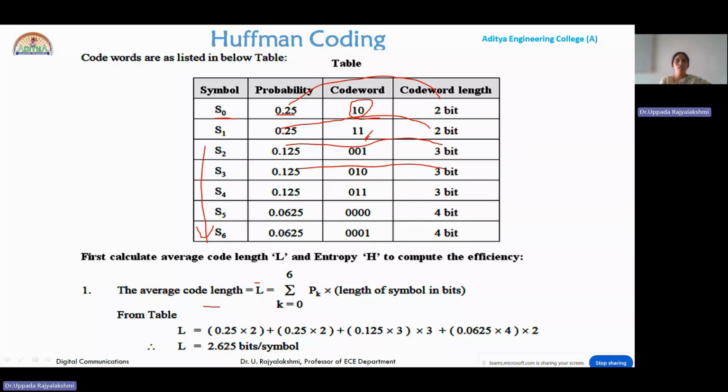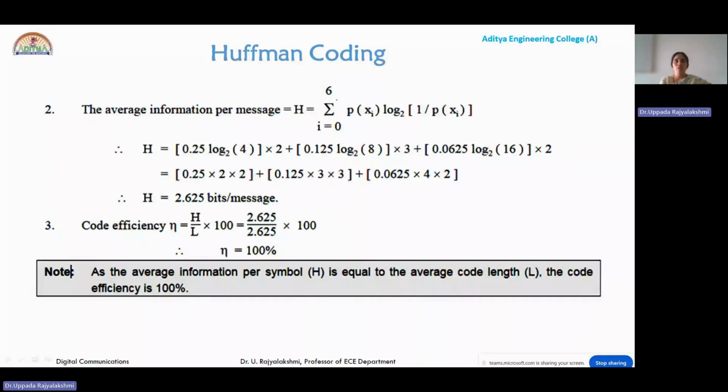And the next calculation is entropy. The entropy expression is the summation from i equal to 0 to 6 of probability into log 1 by probability, base 2. We have to write the probability of each symbol. So 0.25 into log 1 by 0.25, that is log 4 base 2. So like that we have written all the summations. Because 0.25 is repeated twice, 0.125 is repeated thrice, and 0.0625 again is repeated twice, we have directly substituted and evaluated the entropy as 2.625 bits per symbol.